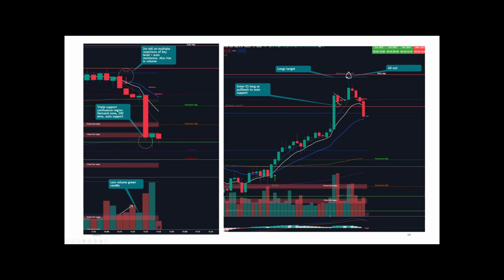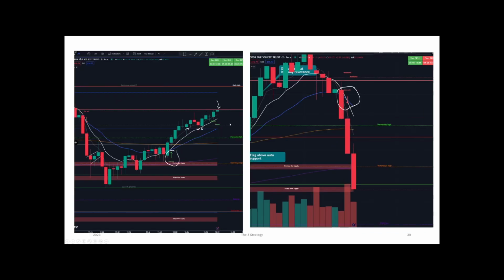We made a push to this key level and the automated resistance, and that's where I sold all my contracts, and that was actually the high of day, and you can see a huge rejection off of these two levels. So having those levels on your chart, you would not have gotten caught here. You would have been, okay, let me sell here, let me take my profit, and this reversal happened right after. So let's look at some more.